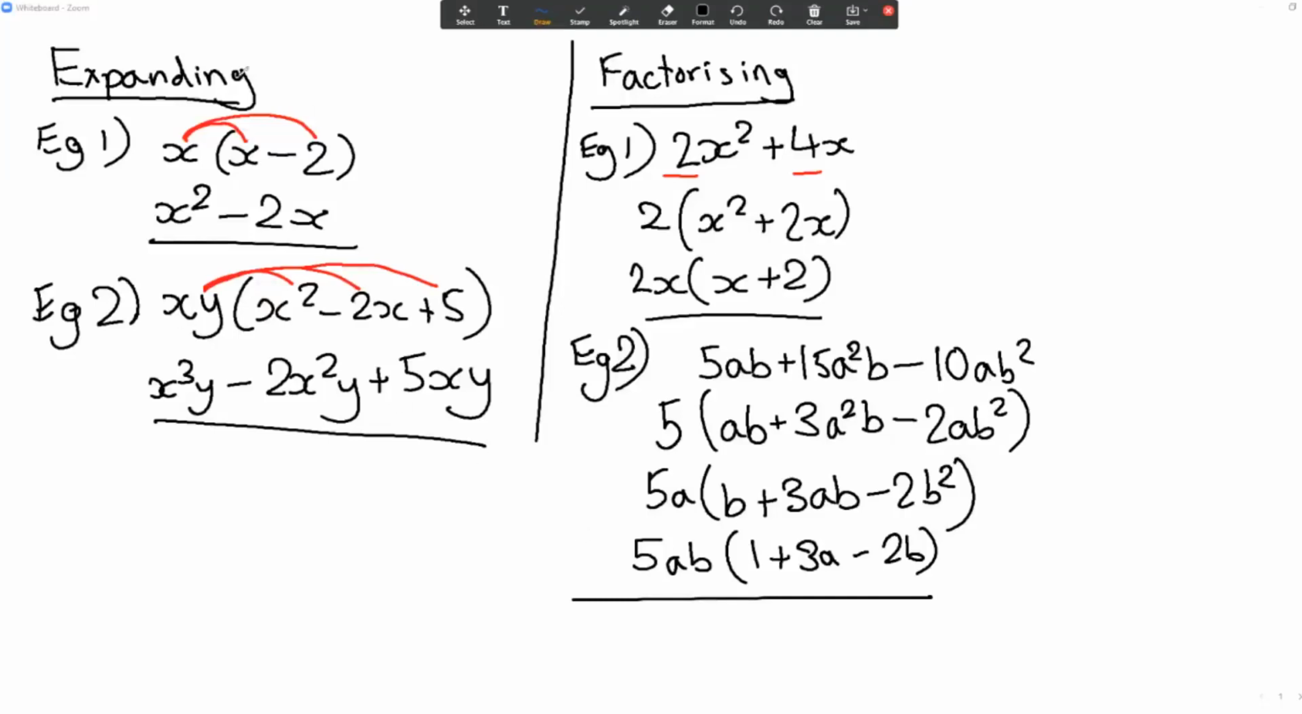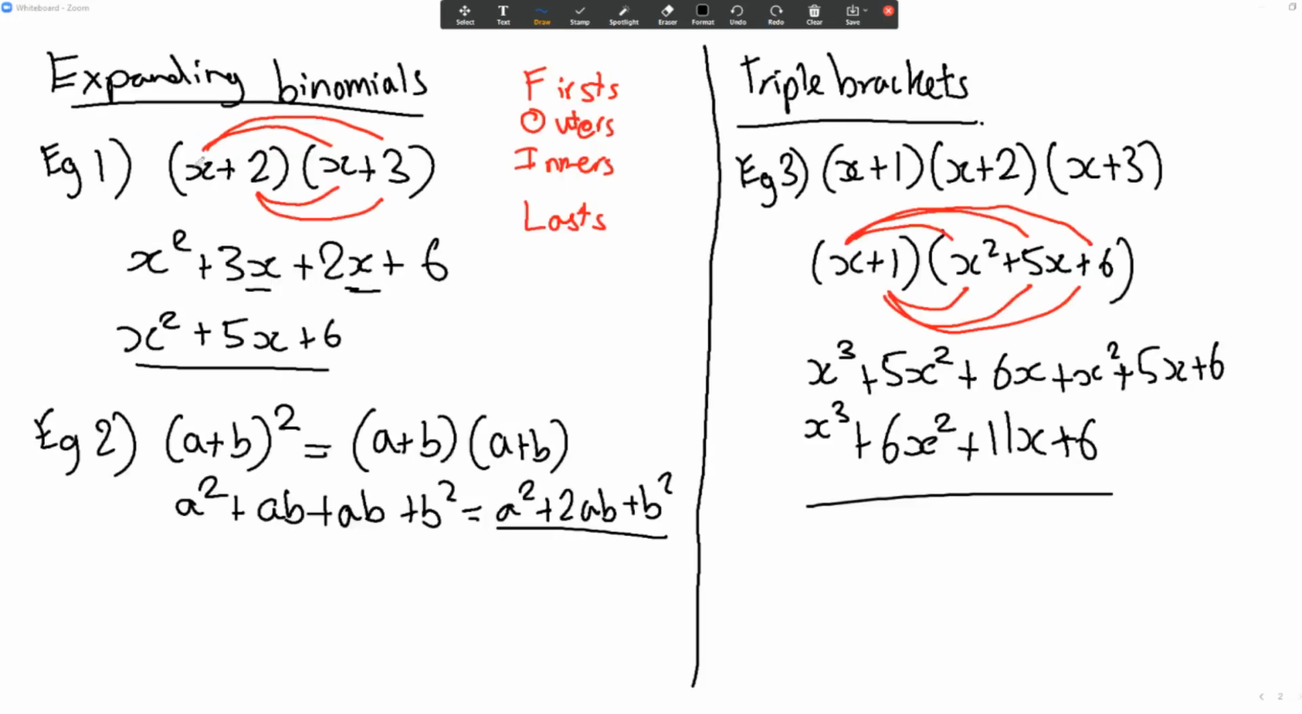Okay, so last time we had a look at expanding and factorizing single terms from brackets. And then we had a look at expanding binomials. So binomials are these terms here, and we can multiply them together using the FOIL method. And we can also multiply more than two together using this triple brackets method. But this is how to expand binomials into what's known as quadratics.